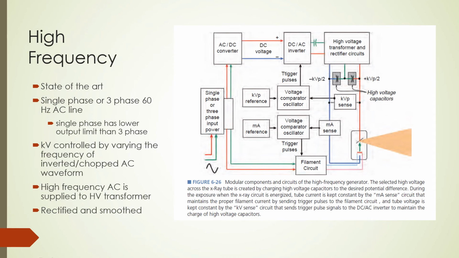A few slides back, I mentioned that there are several X-ray generator circuit designs in use. I mentioned the single-phase, three-phase, constant potential, and high-frequency inverter generators. The high-frequency generator is the state-of-the-art choice for diagnostic X-ray systems. This figure shows the components and circuit diagram of the general-purpose high-frequency inverter generator. In the high-frequency generator, a single-phase or three-phase power input can be used. I will describe the process of generating the high-frequency, high-voltage potential in the next slide.